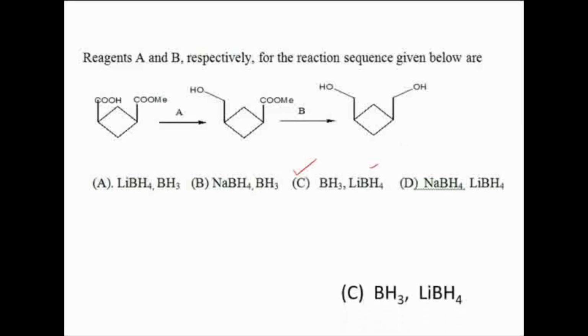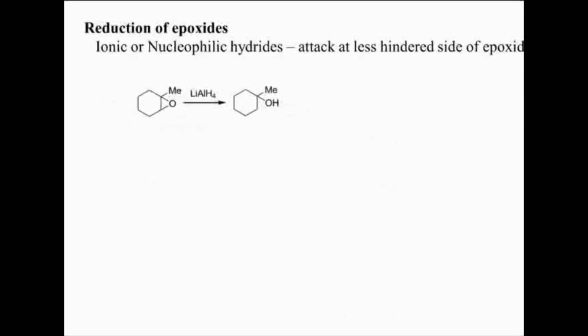Next, epoxides, let us see how to reduce them. Epoxides with nucleophilic hydrides, that is lithium aluminum hydride and others, hydride is the reducing agent that will attack from the less substituted side. The epoxide opens that way, so you will be getting the more substituted alcohol. Attack from the less substituted side, product is the more substituted alcohol.